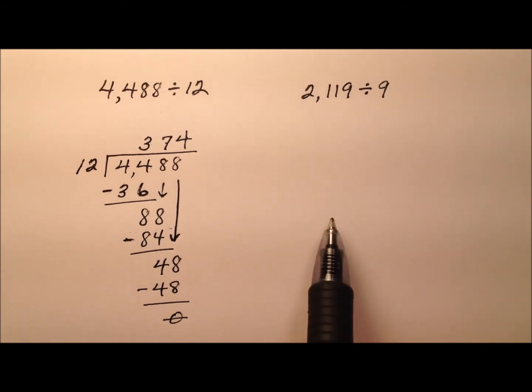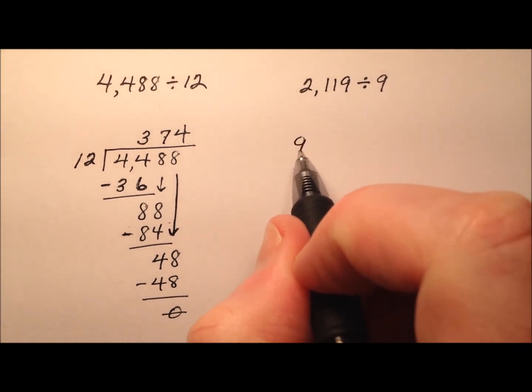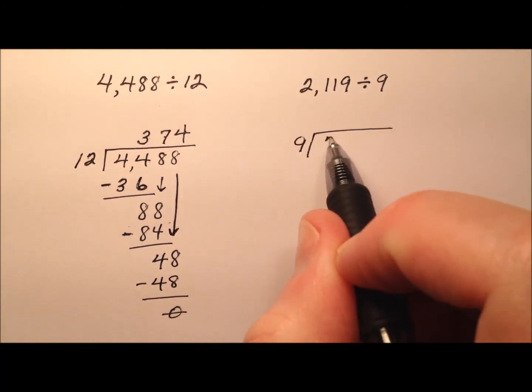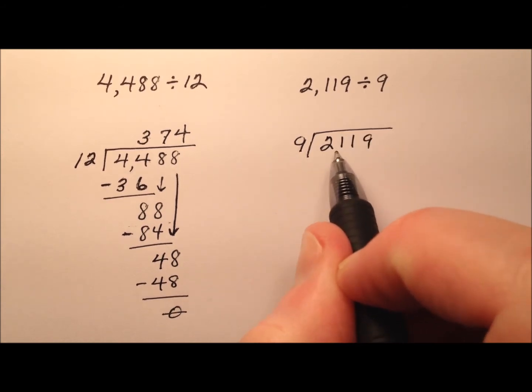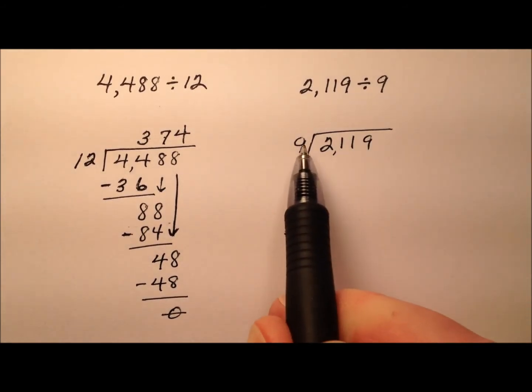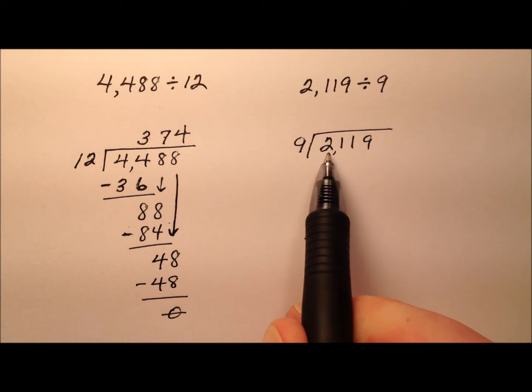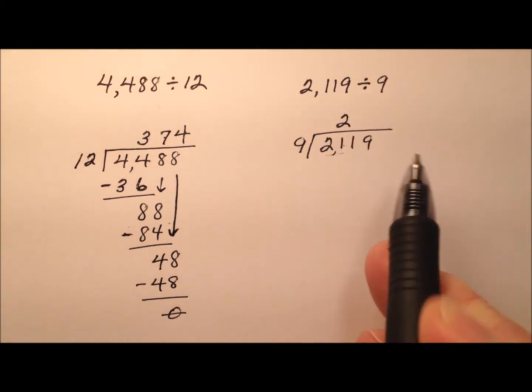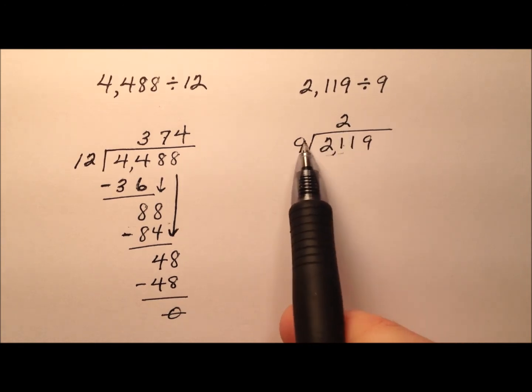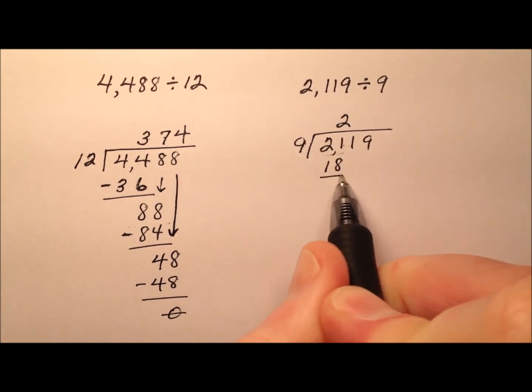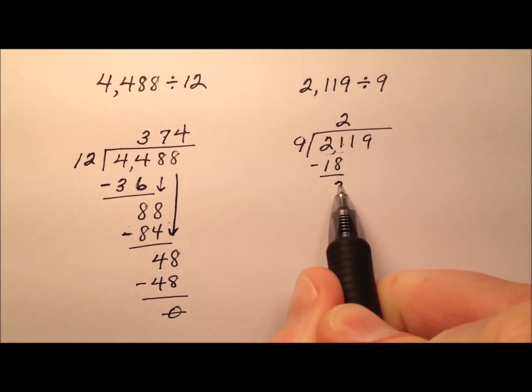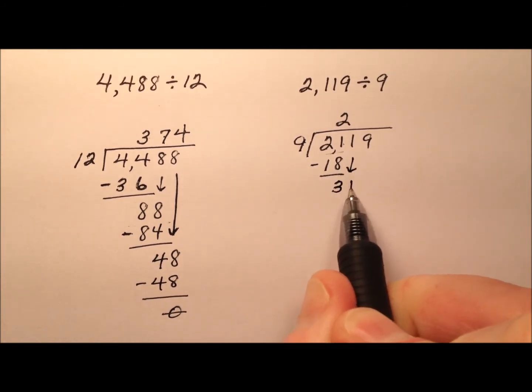Okay, so let's go ahead and do the same thing with our 9 right here. So 9 goes on the outside. On the inside, 2,119. So how many times does 9 go into 2? Well, it doesn't, so I'll have to add a digit. So how about 21? Well, twice. So we come through and multiply. 2 times 9 is 18. And then I subtract there to get 3, and the 1 comes down.